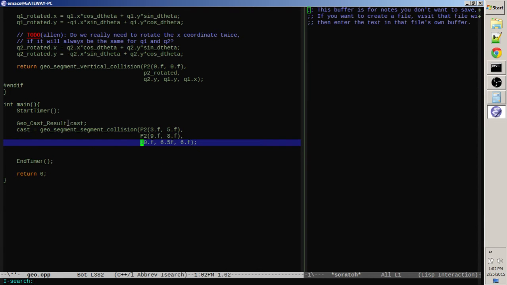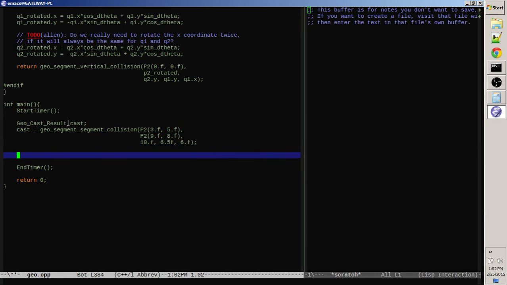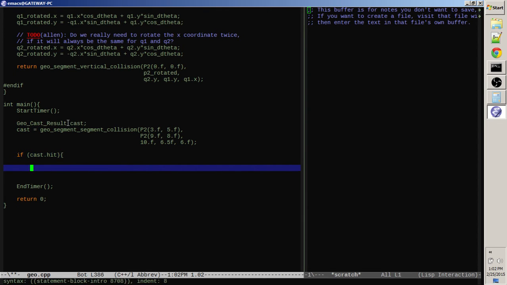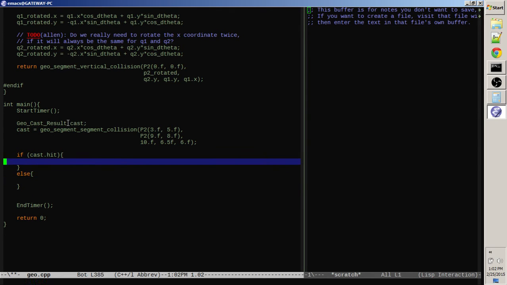Segment, right? And then what we want to do is say, look, if there's a hit, do one thing, else do the other thing. The one thing that we're going to do when there is a hit is report a hit, and then report the T like we were doing before. Put in a new line, and that is cast.t, I think, right? Yep. And then same idea down here: if we get a miss, we'll do this.